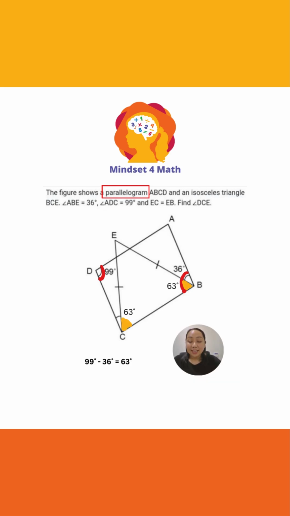Triangle BCE is an isosceles triangle. Therefore, the sides EC and EB are equal. That means the base angles are also equal. So if angle EBC is 63 degrees, we can also say that angle ECB is also 63 degrees.